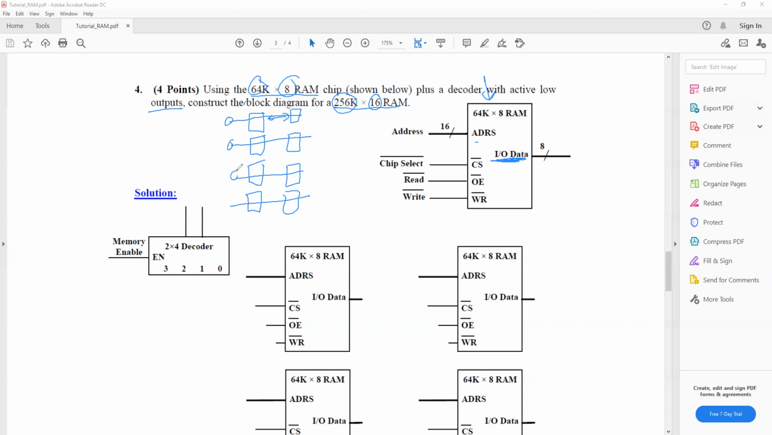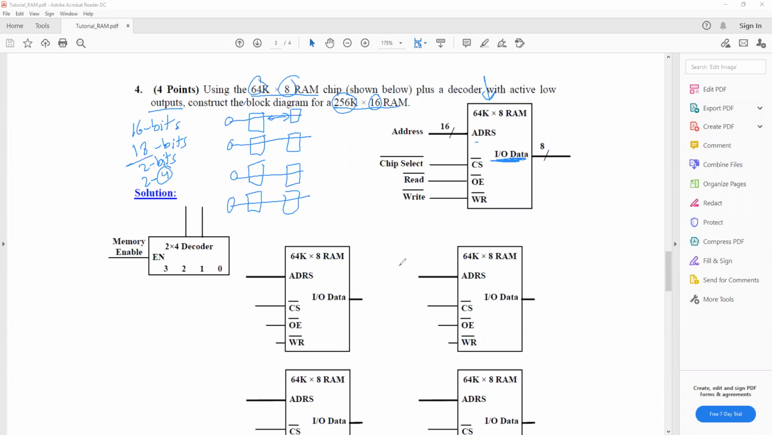That means I need 4 rows, so the decoder has to have 4 outputs. You can also know that from the number of bits. 64K is 16 address bits, and 256K is 18 bits. So that leaves you with 2 bits for the decoder, and that means you have a 2 to 4 decoder. A 2 to 4 decoder means you can activate 4 rows, one at a time.